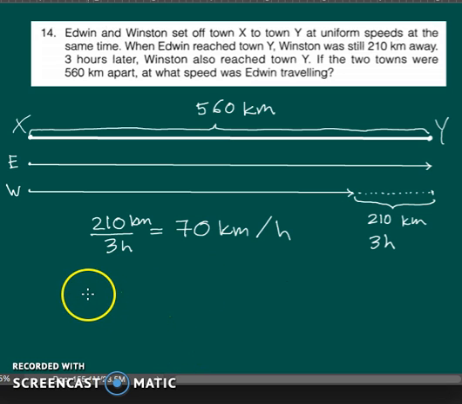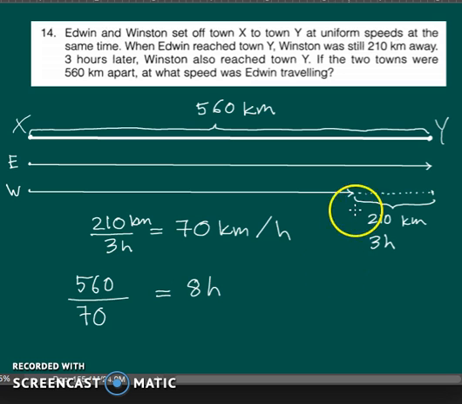Well, we know that the two towns were 560 kilometers apart. So if we know the distance from town X to town Y, and we know that Winston was traveling at 70 kilometers per hour, we can figure out how long it took him. So if the distance that he traveled was 560 kilometers and he was traveling at 70 kilometers per hour, how many hours were there? Well, 560 divided by 70 gives us 8 hours.